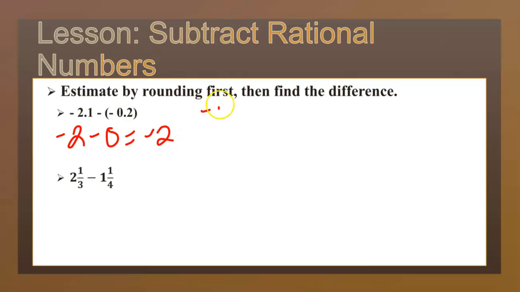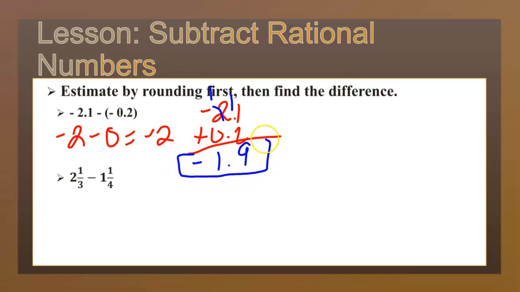So I have negative 2.1, and if I'm subtracting a negative, I'm really adding. So that really means I'm adding 0.2 to it. So I borrow, I get 1. 11 minus 2 is 9. 1 minus 0 is 1. The answer is going to be negative because negative 2.1 is bigger than negative 0.2. So our answer would be a negative 1.9, which, as you can see in our estimated answer of negative 2, we were very close.